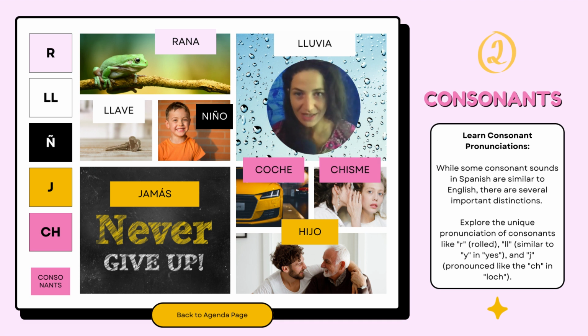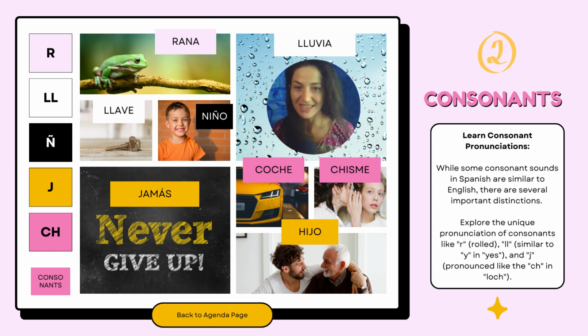So, firstly, r, rana, a frog, rana. Second, y, like llave, a key, or lluvia, rain. Ñ, niño, niño. Niño means a kid. Then J, which is your H in English.